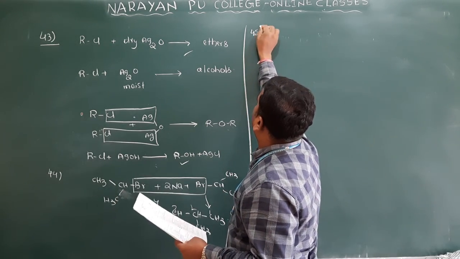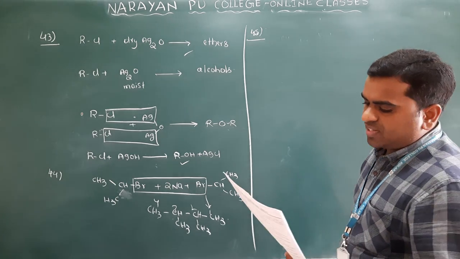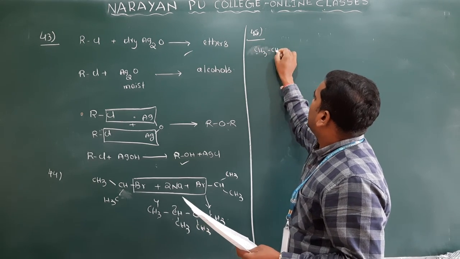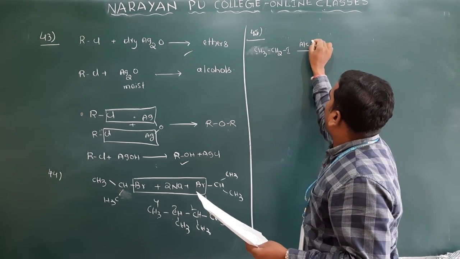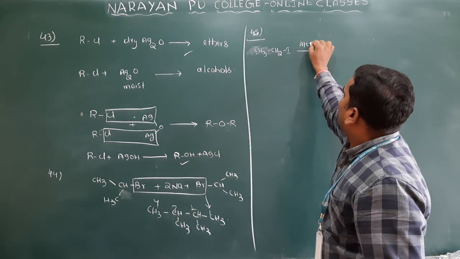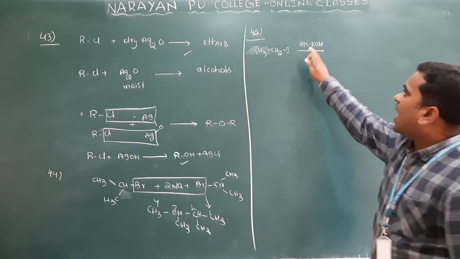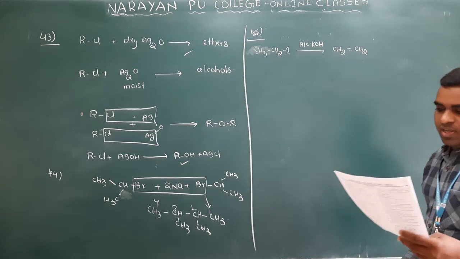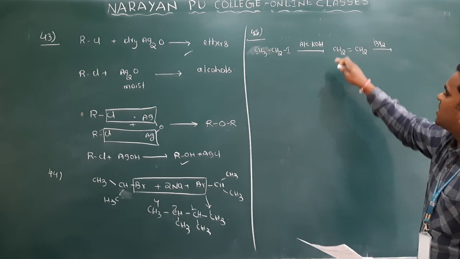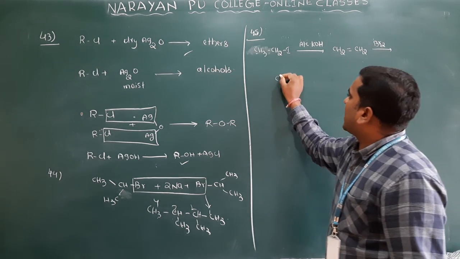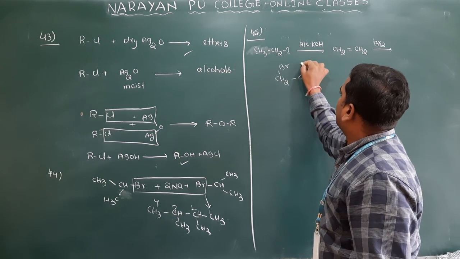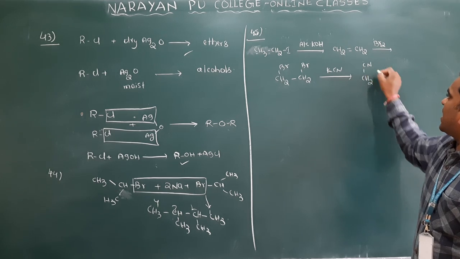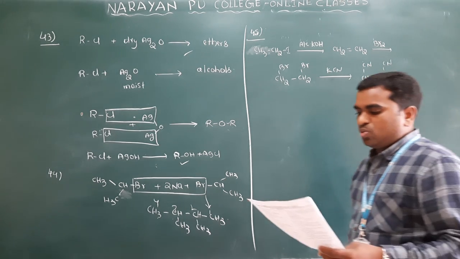Next one, 45. Identify the final product they are asking. The first one is C2H5I, which I can simply write as CH3CH2I. Ethyl iodide is treated with alcoholic KOH. Whenever there is alcoholic KOH, it means elimination, while aqueous KOH means substitution. One hydrogen and the iodine will be removed, and we get the alkene as the product. After that, it is treated with bromine, which means an addition reaction. You will get CH2Br and CH2Br. After that, treated with KCN, a substitution reaction, you will get CH2CN and CH2CN. So option 2 is the correct one.